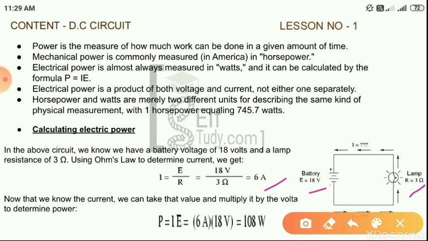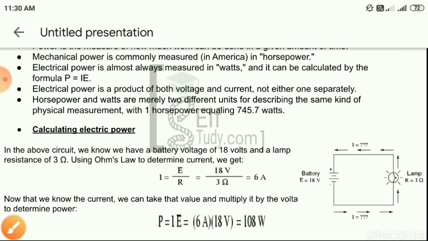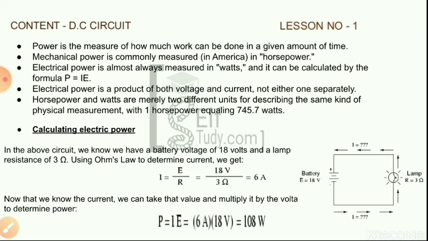Now, from the formula P equal to I into E, we can find out how much power will be consumed by this lamp by multiplying current and voltage. Here the current is 6 ampere and the voltage is 18 volt. So the product of these two is 108 watt. So we can say that this 3 ohm lamp load can consume 108 watt of power if this lamp is connected with an 18 volt battery supply.